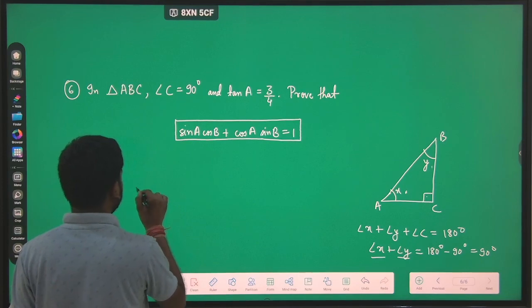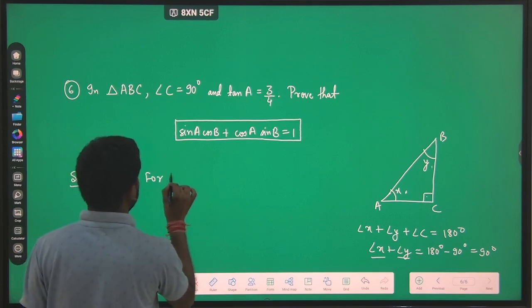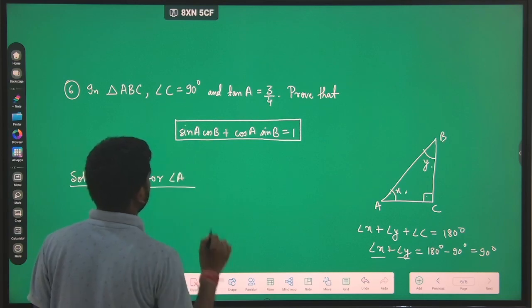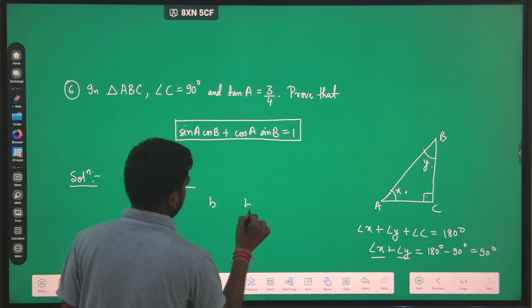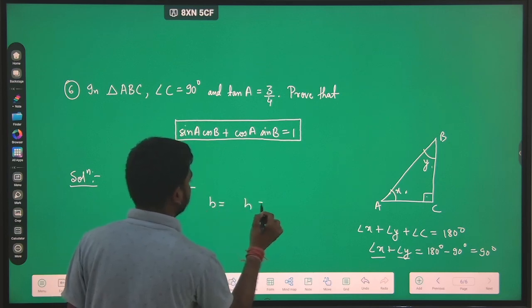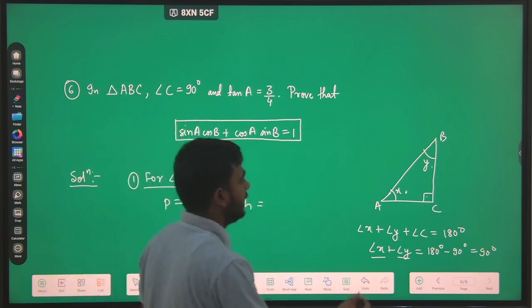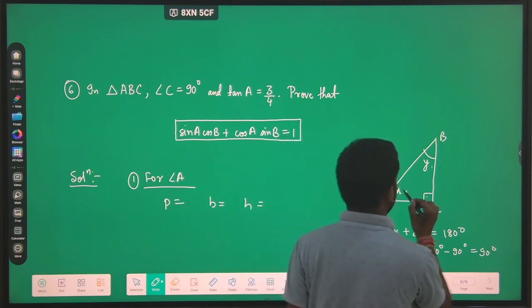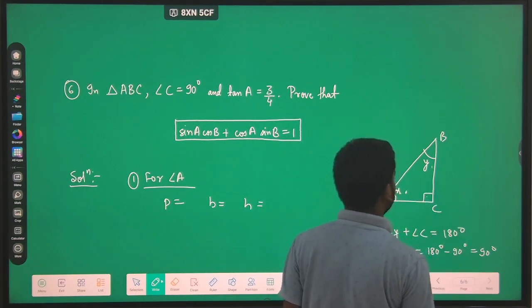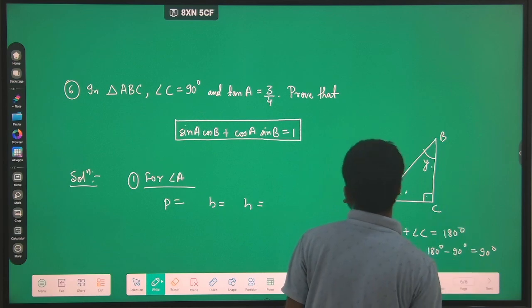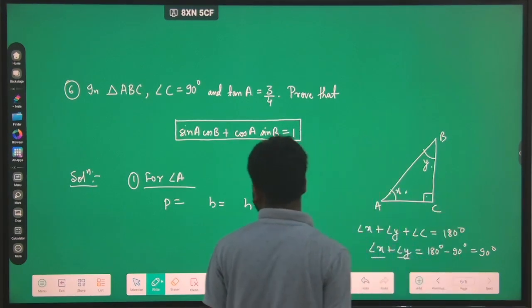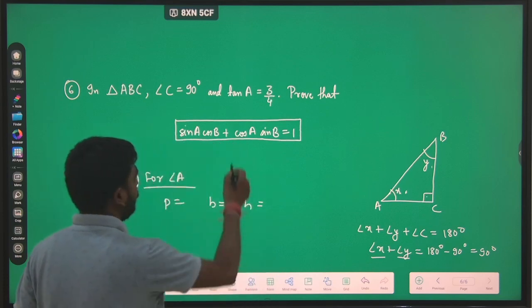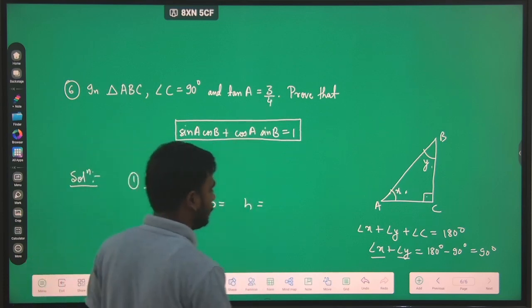For angle A, first of all, what will be the value of P, B and H? We have to think it first, okay? So angle A is our X. In the opposite side of X, the side is BC. So what we are going to do, we are given tan A as 3 upon 4.